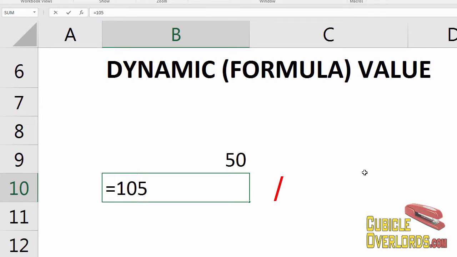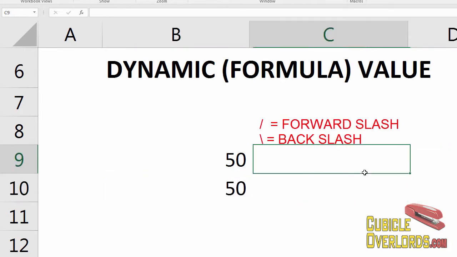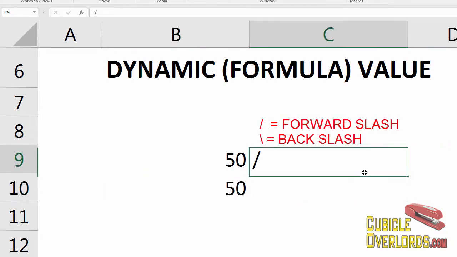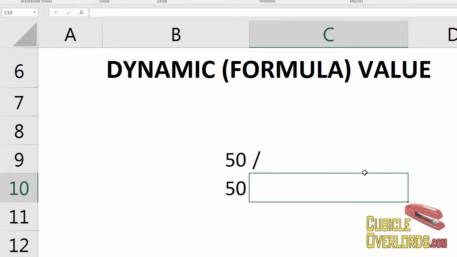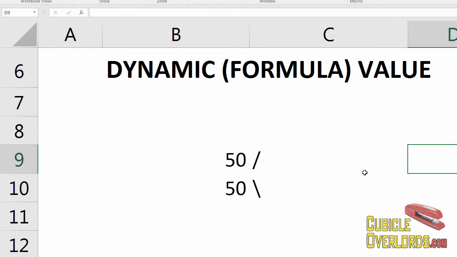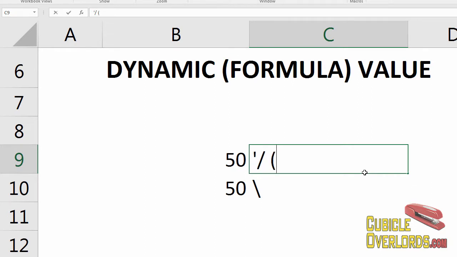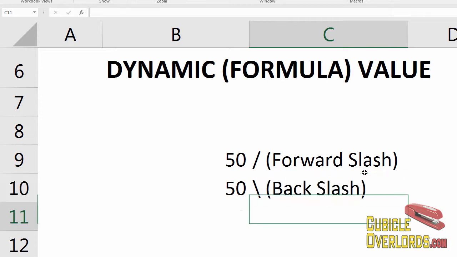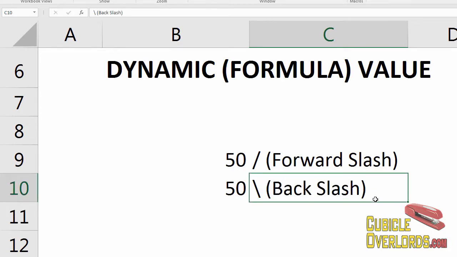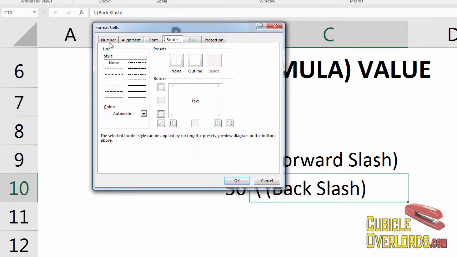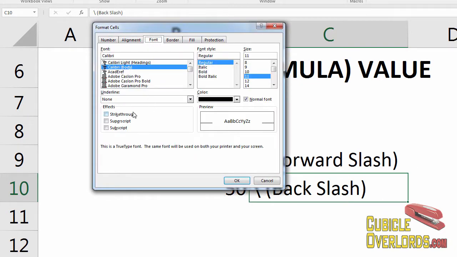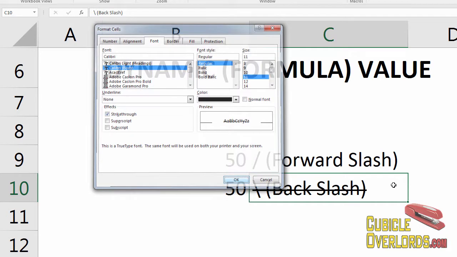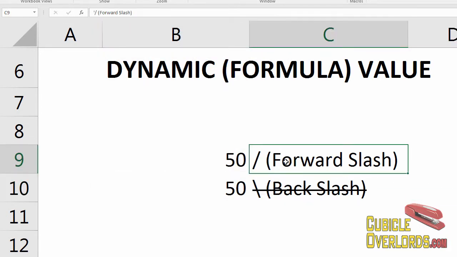Don't confuse your forward slash with a backslash. Your forward slash is this one. See, that's a forward slash, and this is a backslash. Okay, this is forward slash, and this is backslash. You're not supposed to use this one to represent division. If you try to do that, you're going to get an error. So don't use the backslash. For division, use a forward slash.